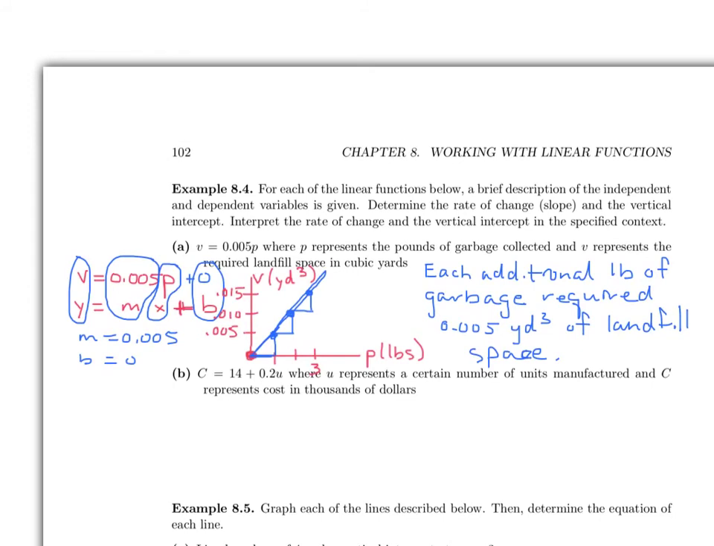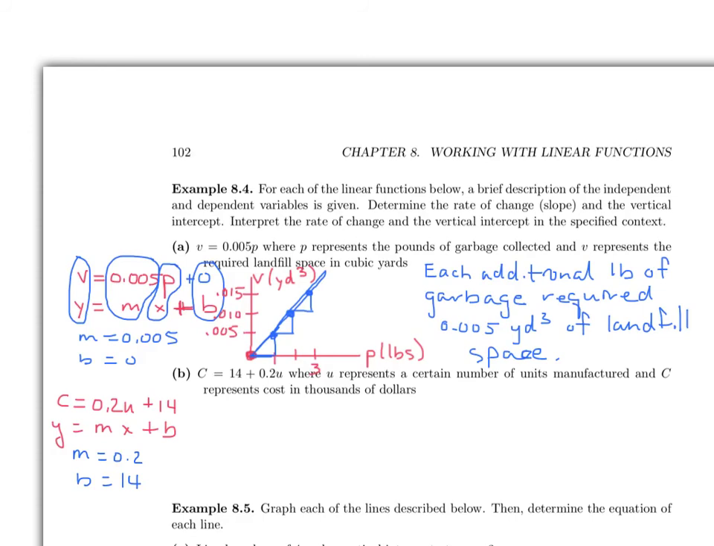We have the equation C equals, I'm going to write this a little differently. I'm going to write the 0.2u first and then plus 14. And we compare this with y equals mx plus b. You can see from comparing these that our equation here has the same format as this one, and you can see that the m is the 0.2 and the b is the 14. So m is 0.2, b is 14.